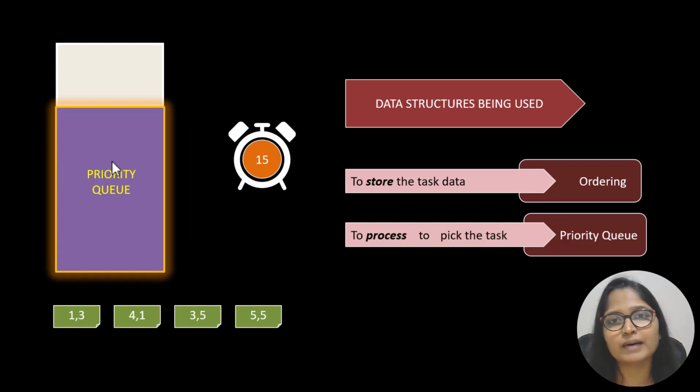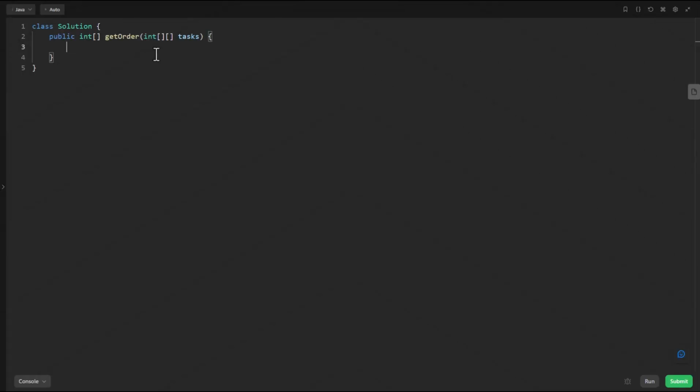So these are the two parameters on which the priority queue is going to be sorted. Now that we know what data structures we are going to use and what things we need to keep in mind in order to solve this question, let's go ahead and code it.